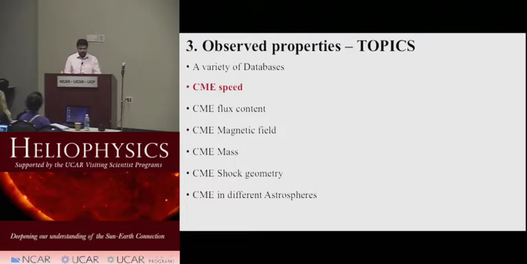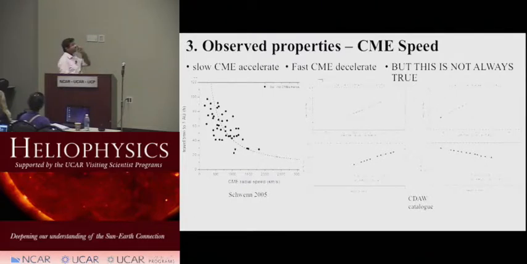Moving through the different characteristics that we're going to try to show through observations, I'm going to go through all the different topics and properties, and we'll start with CME speed. With speed, the general characteristics I was showing before are usually around 600 to 700 kilometers a second, but you can get very extreme events.